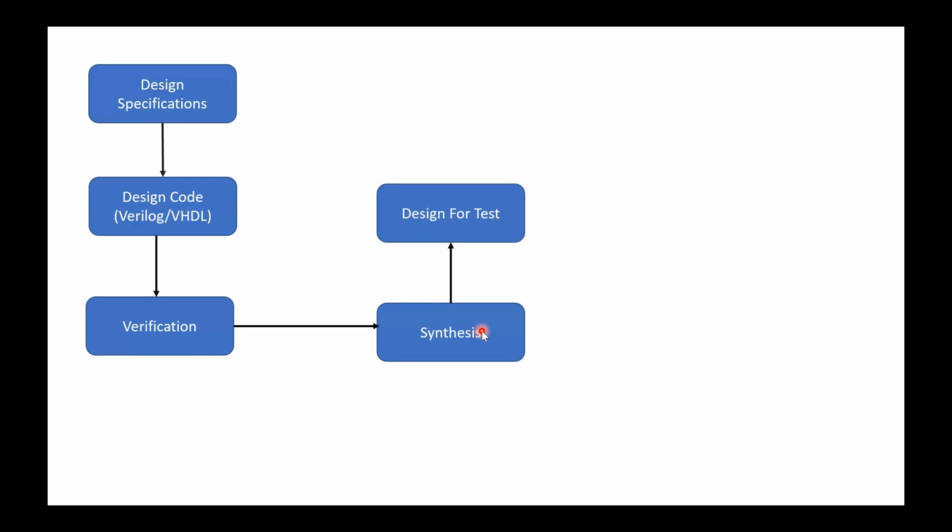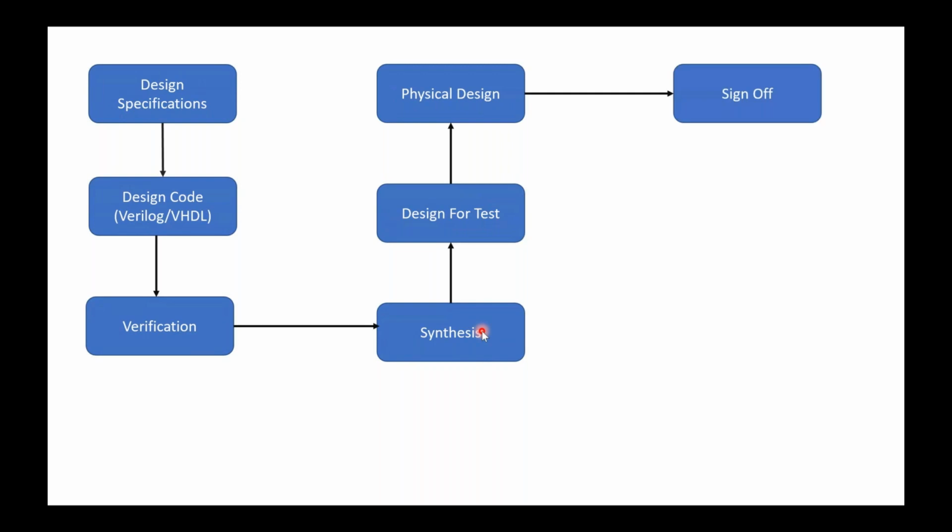Next, we will be having design for testing. For design for testing, we will be adding additional logic into the design during the pre-silicon stage itself, in order to facilitate the detection of manufacturing defects in the chip. We will be discussing design for testing in our later slides. Next, we have the physical design team. They will be converting the gate level design into a layout form. And then we have the sign off.